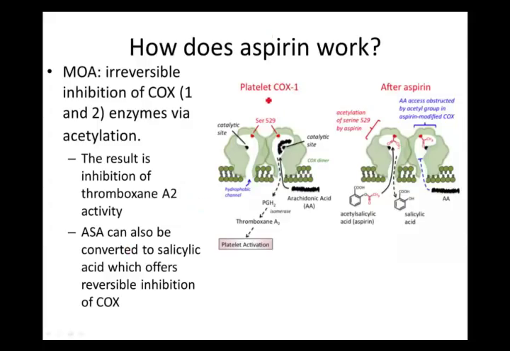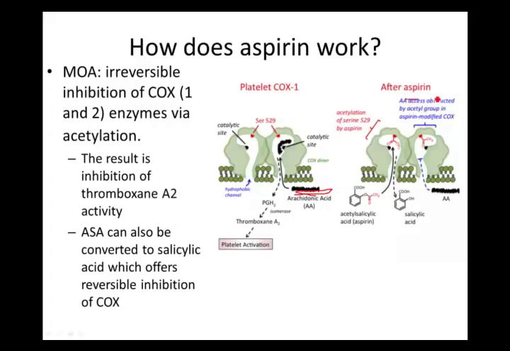So here's your cyclooxygenase enzyme. This is inside of a platelet, okay? Understand that the arachidonic acid goes into this enzyme component. Here's the catalytic site, and it spits out PGH2, which gets converted via COX into thromboxane A2, and that essentially activates platelets, okay? So the catalytic site is associated with serine 529 in terms of its structure.